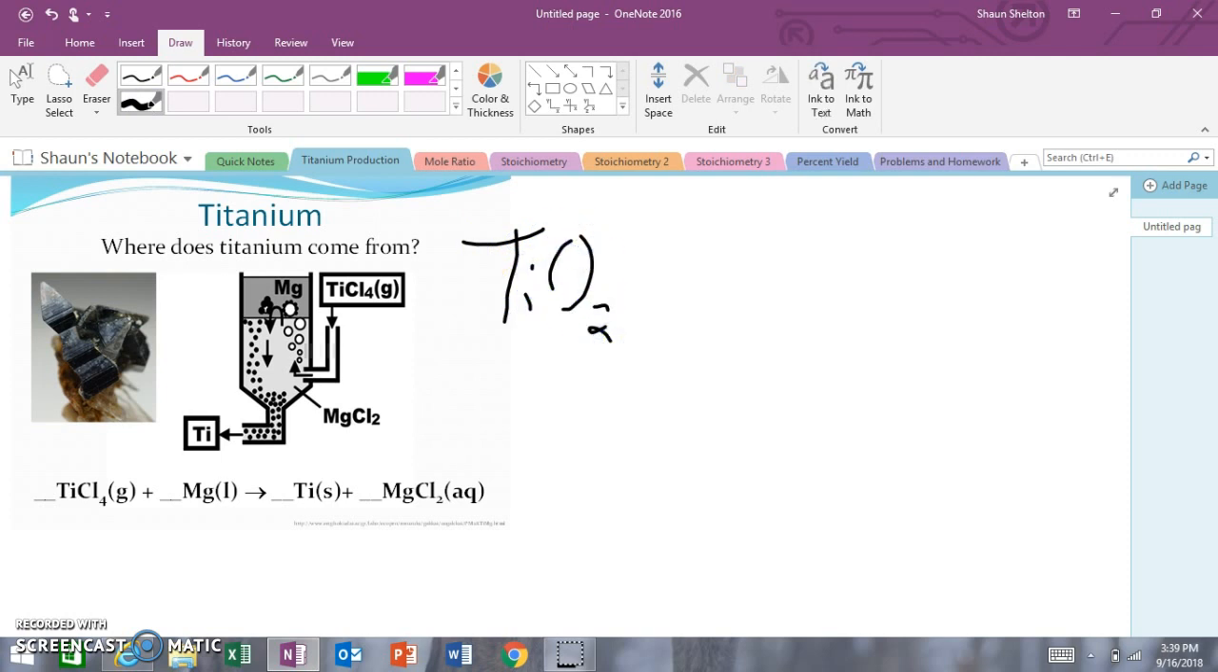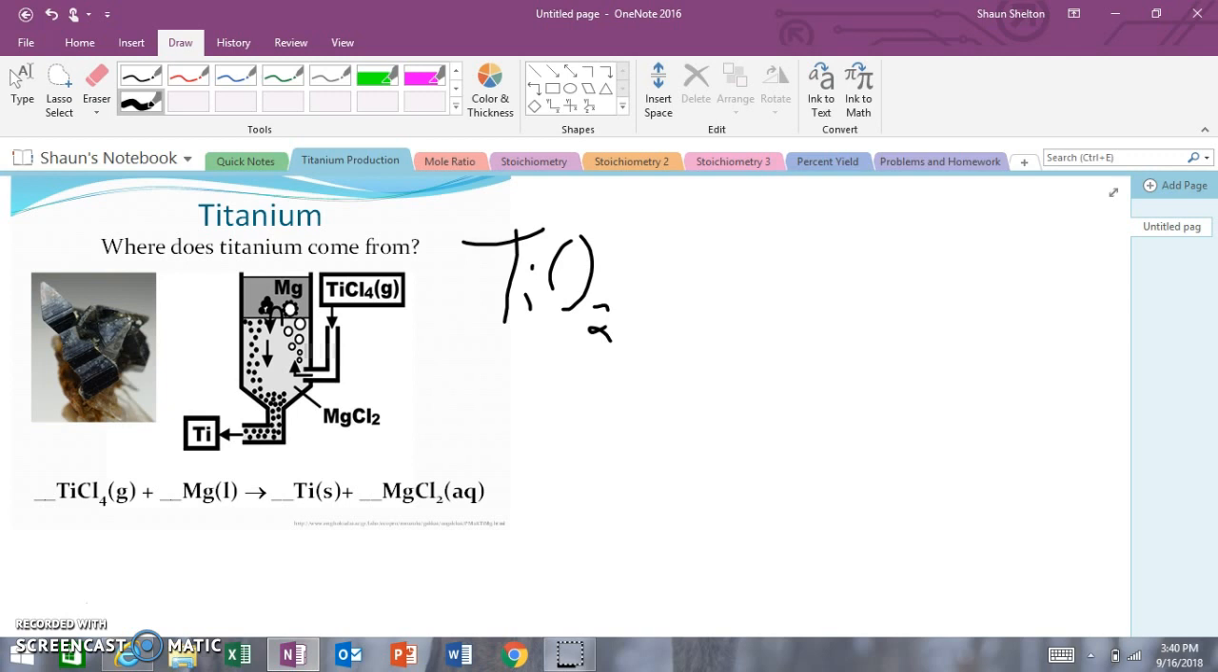Now, we're going to talk about the process, and this is what's going to lead us into our PowerPoint. We're going to talk about how production of titanium is done. So they take this mineral anatase, rutile, ilmenite. There are different forms of it, but they take this mineral and they have to extract the titanium. Now, if you notice in the formula, it's TiO2.